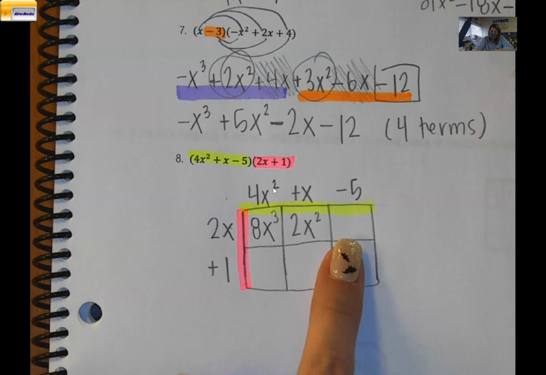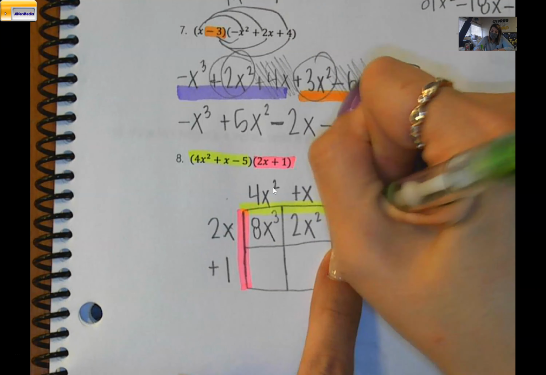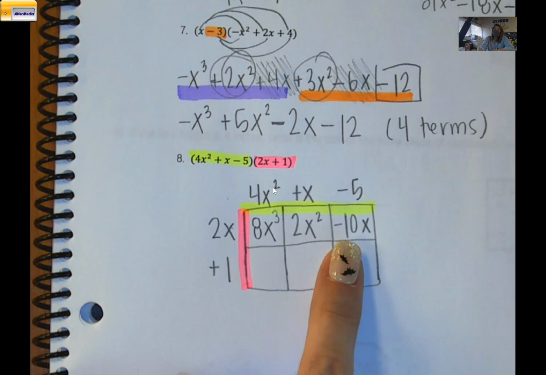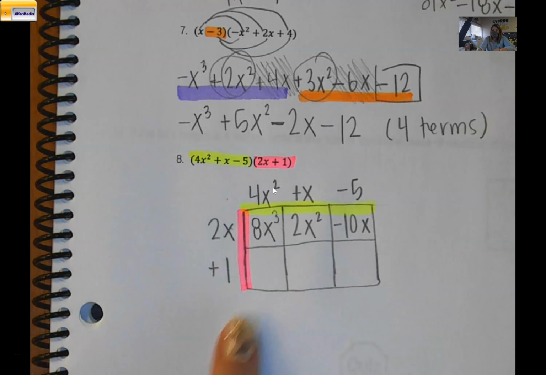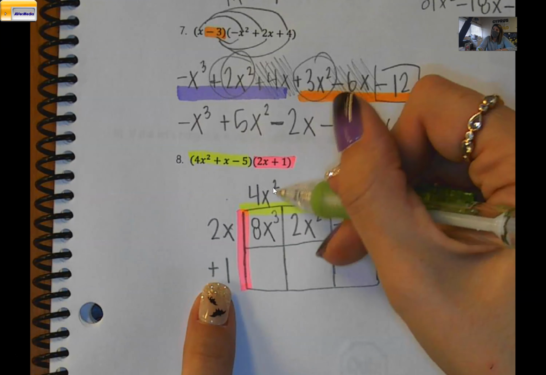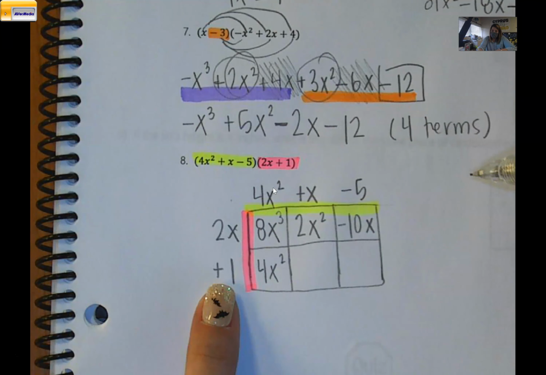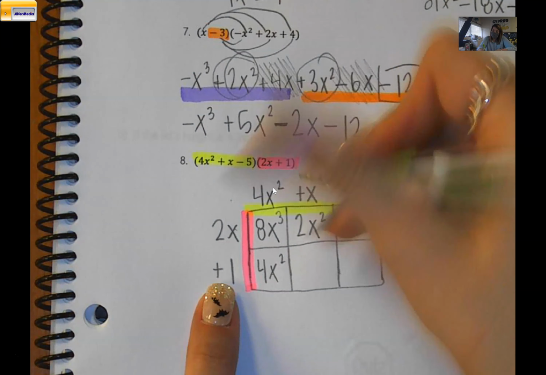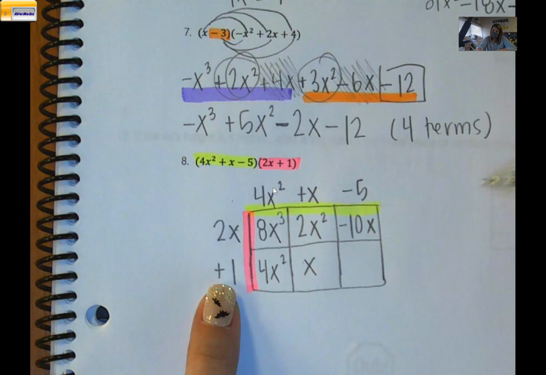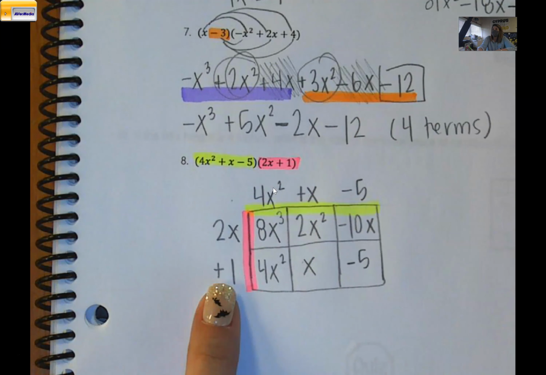And then the top right is going to give you 2 times negative 5 is negative 10. Keep the x. Then you do the same thing with the bottom row. So 1 times 4x squared is just 4x squared. 1 times x is just positive x. 1 times negative 5 is just negative 5. You're hanging in?